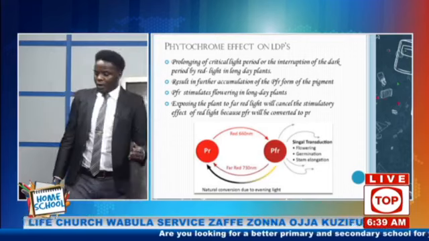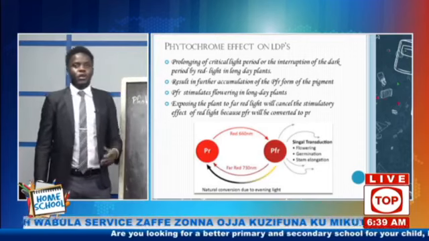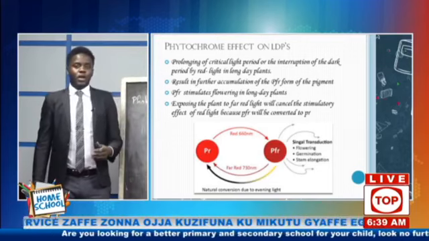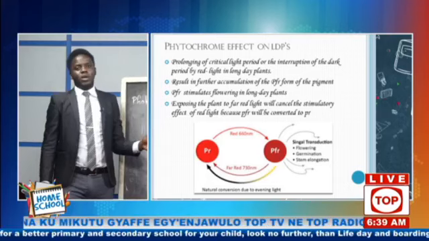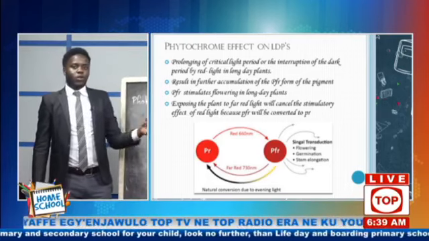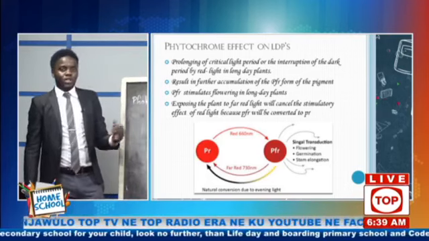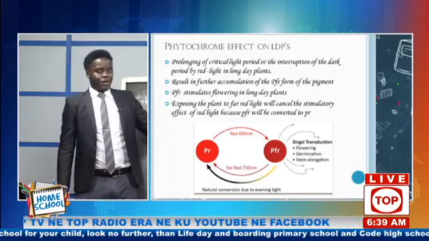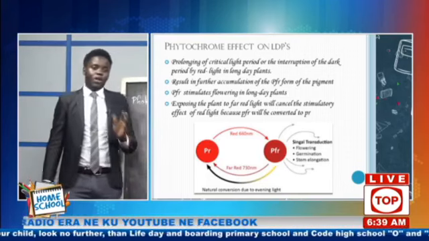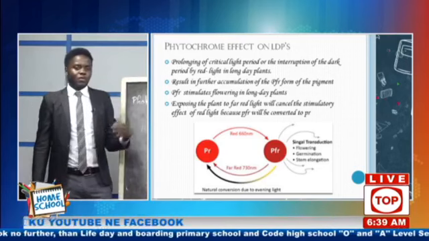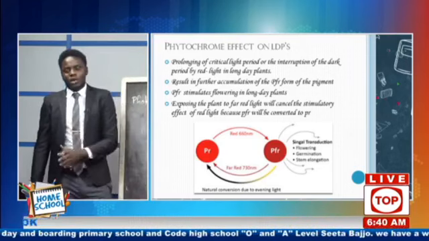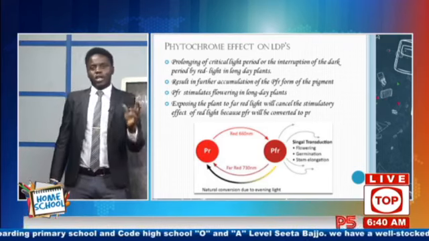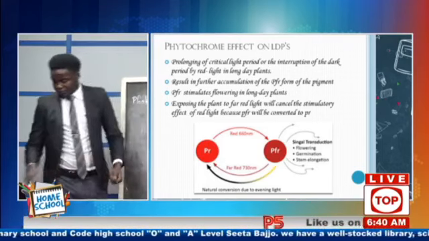Exposing the plant to far red light will cancel the stimulatory effect of red light, because phytochrome far red will be converted to phytochrome red. So while exposing the plant to far red light at night converted phytochrome far red to phytochrome red and stimulated flowering in short day plants, in long day plants, if you expose the plant to far red light at night, the phytochrome far red will be converted back to phytochrome red and therefore will inhibit flowering.